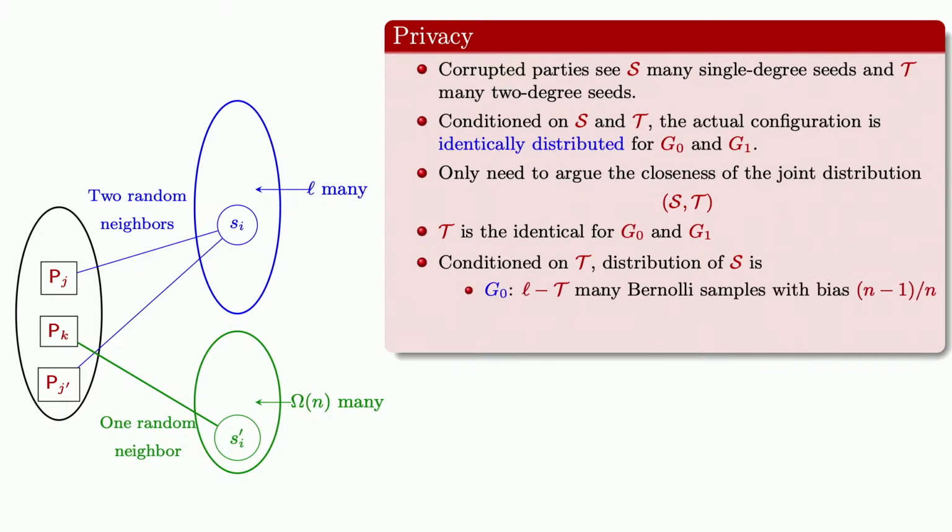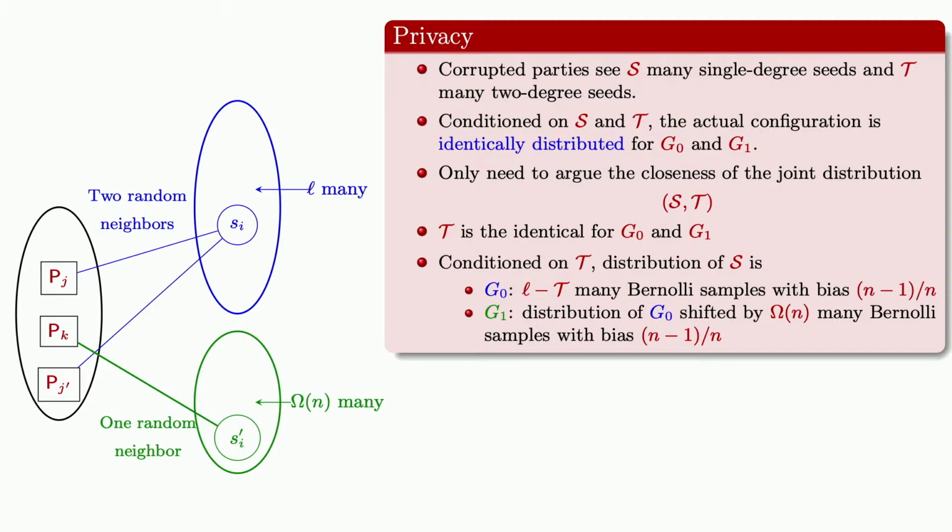The distribution of S is basically some Bernoulli samples, each with some bias. This is because for G0, the seeds you see a single time are whatever is left. Out of these L remaining seeds, you already know that T of them you see twice. So for the rest, L minus T, you might see them once or 0 times. This is a Bernoulli distribution with bias roughly 1 over n. For G1, this is whatever G0 has, additionally shifted by this blue additional part, where you sample the seed once.